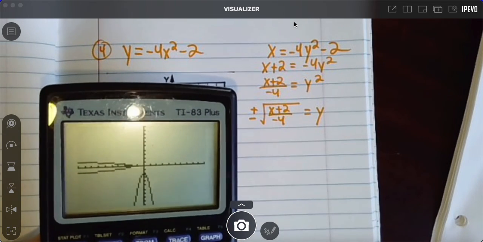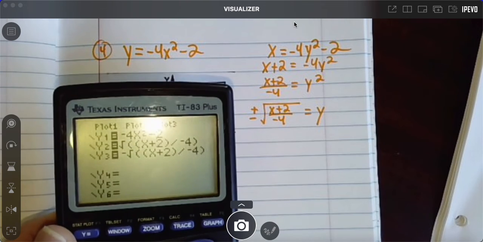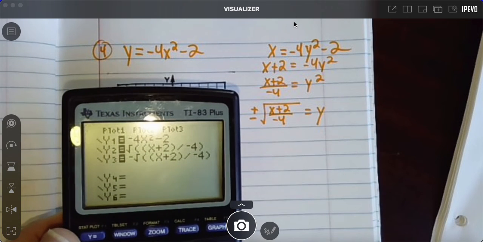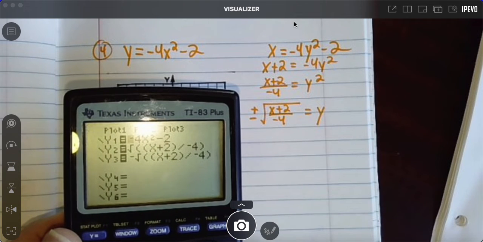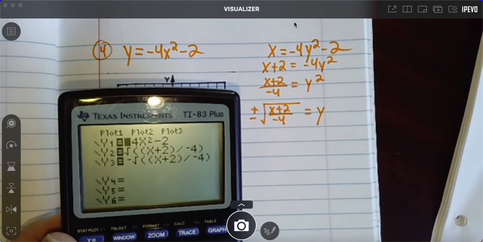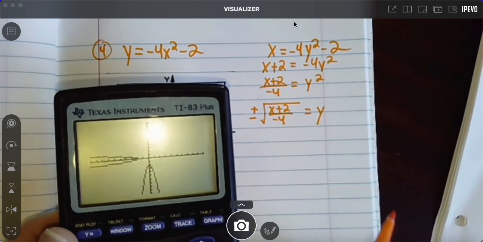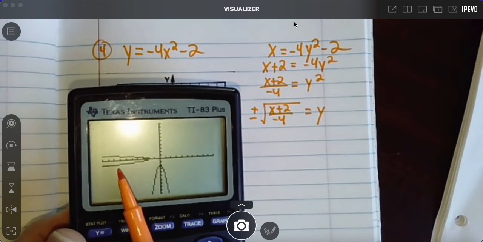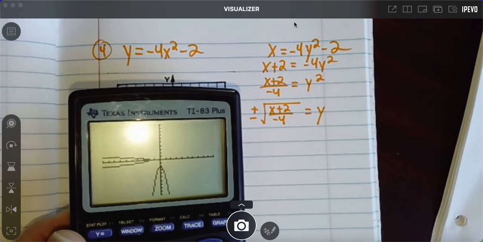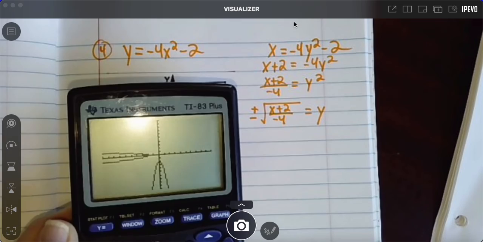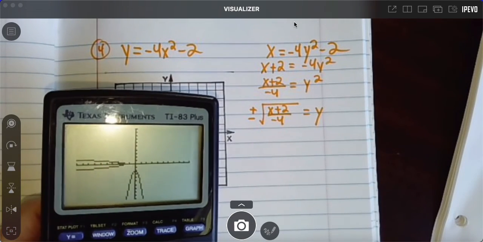Wait, mine is not like that. So go back to y equals. Why is it like that? Oh, mine is okay. You didn't put one of them in right. Oh yeah. This is what it should look like. It should be a parabola and then a sideways parabola. Okay? Oh, I remember the sideways parabola. So, do you know what you did wrong?